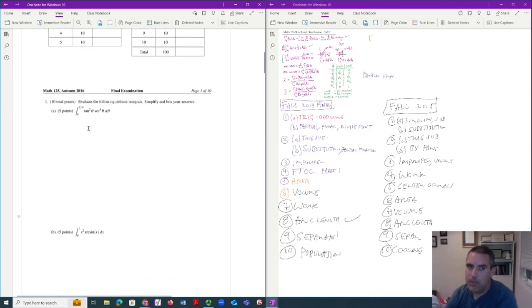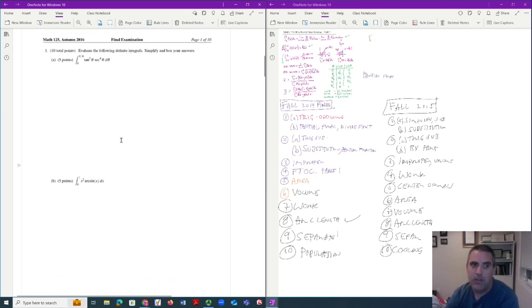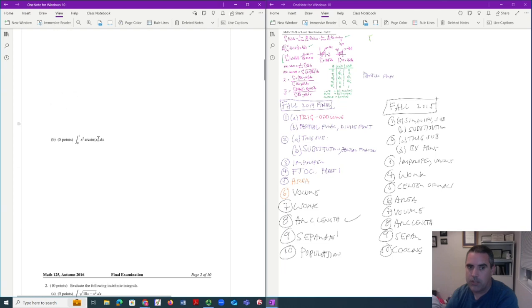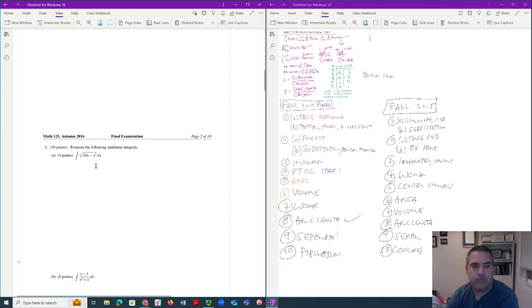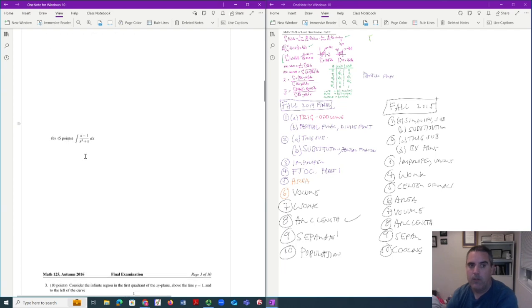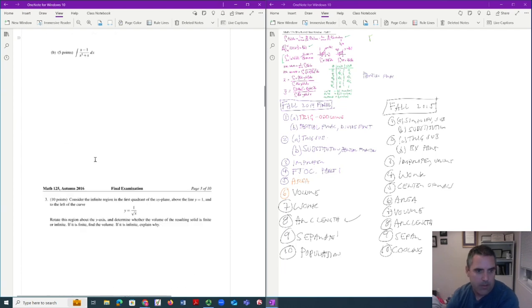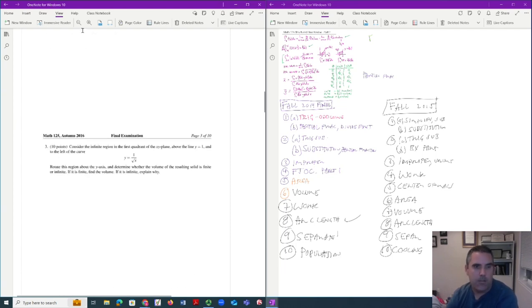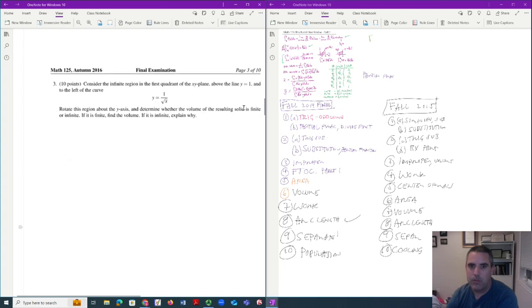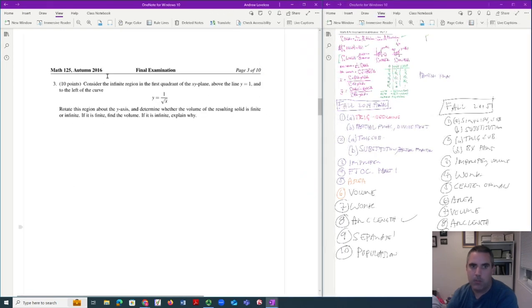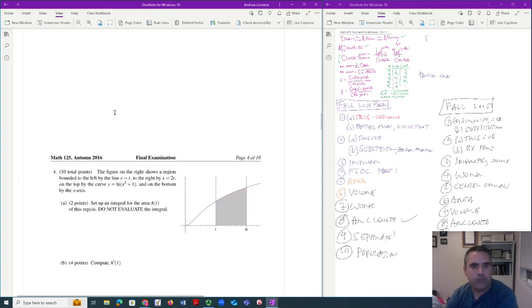We have a trig. We should immediately be setting up a substitution. We have an inverse trig, so we're going to do integration by parts. We have a trig sub, but we're going to have to complete the square. We have a partial fractions, we're going to factor the denominator. So you should have a lot of ideas about what to do in each of those problems. Don't leave anything blank. Get as many points as you can. Then we have a volume question, so we'll draw it, we'll set it up.